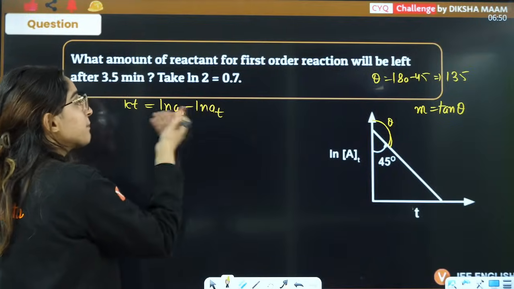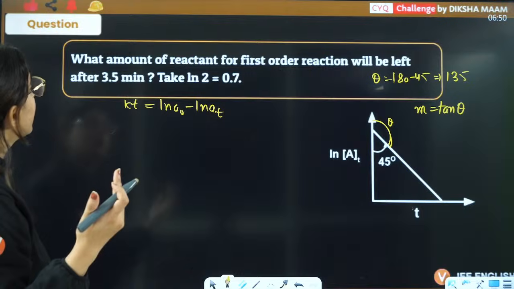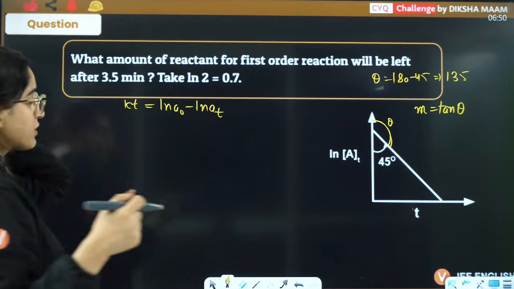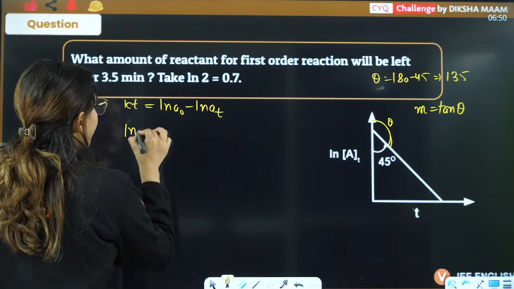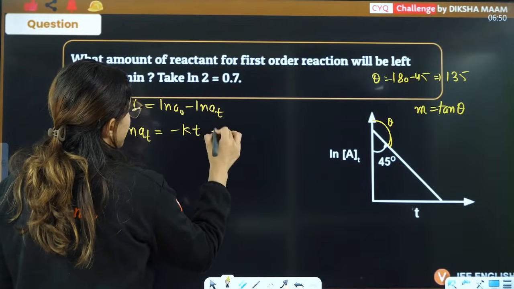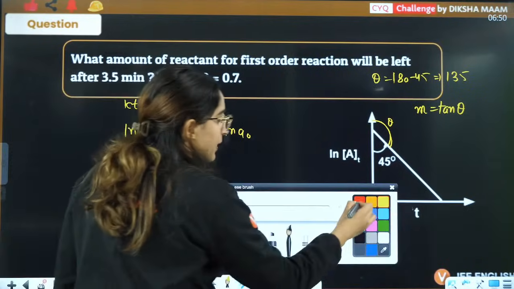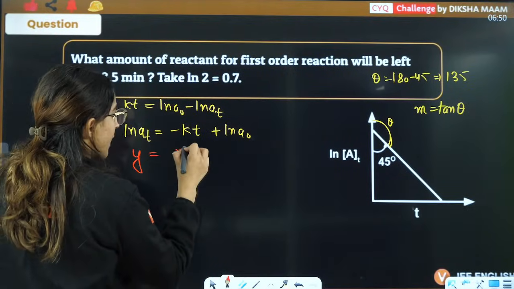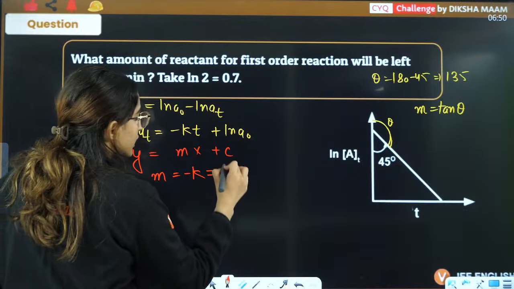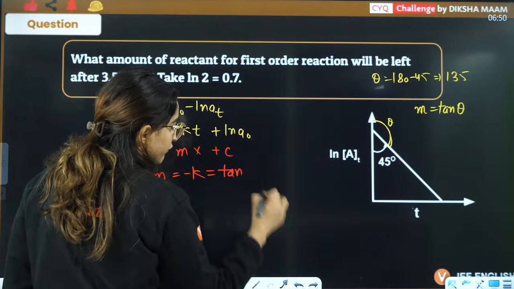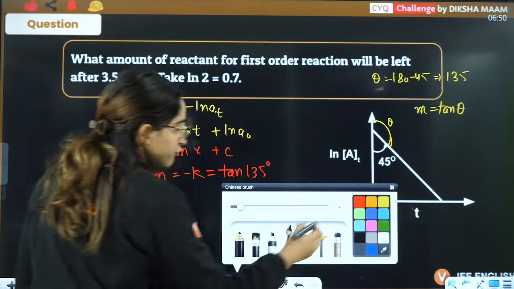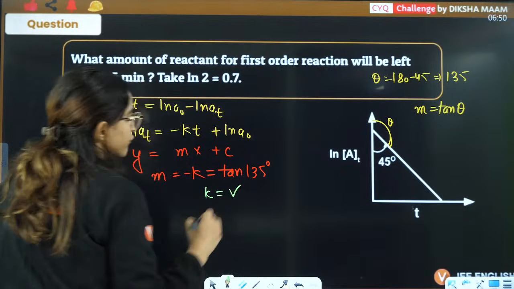Acha, ma'am, how do I calculate the value of what amount of reactant is left for first order? I am calculating the value of the rate constant firstly from here. So I know that ln of AT is equal to minus KT plus ln of A0. If I compare this with y is equal to mx plus c, then m is coming out to be minus k, that is nothing but tan 135. So you will solve the value of k from here.